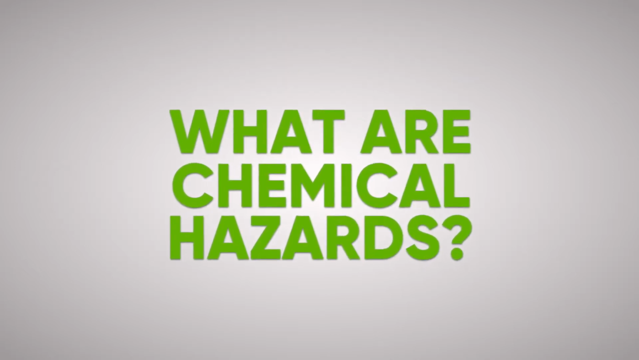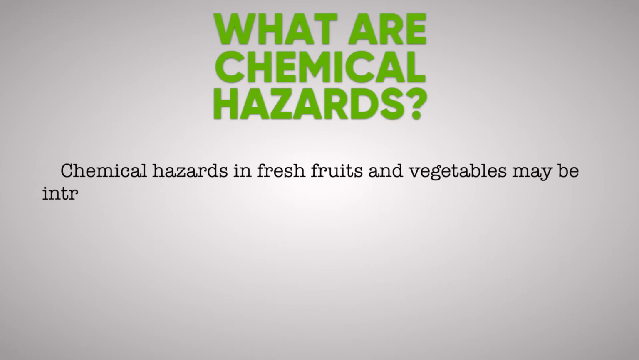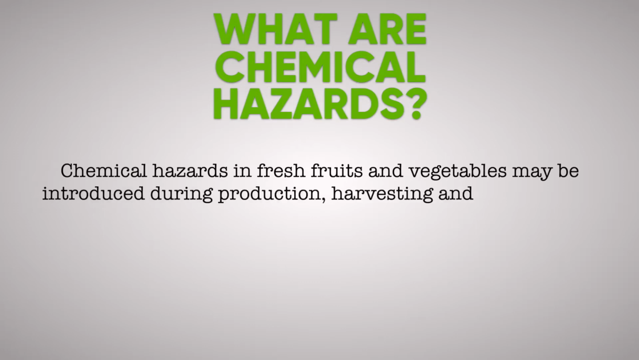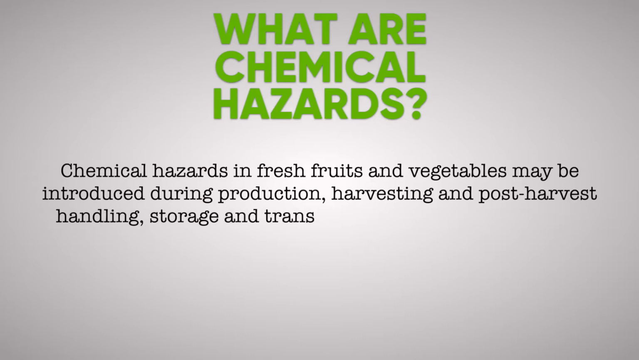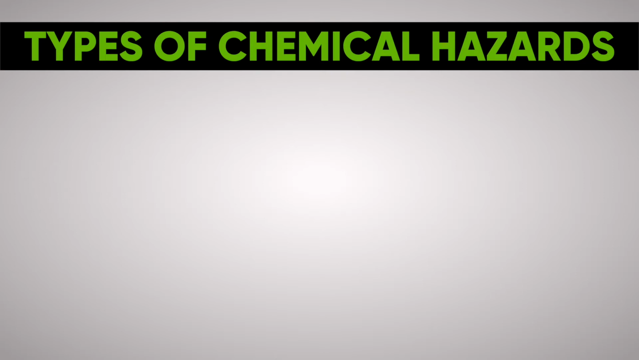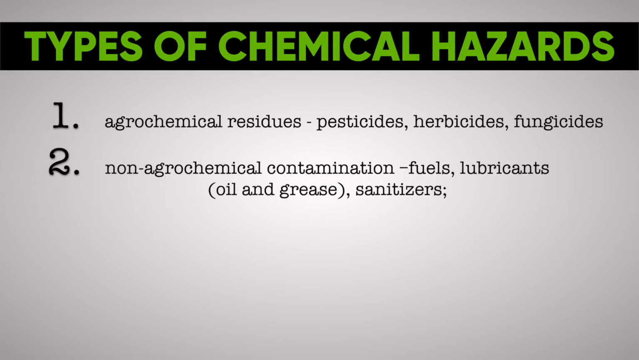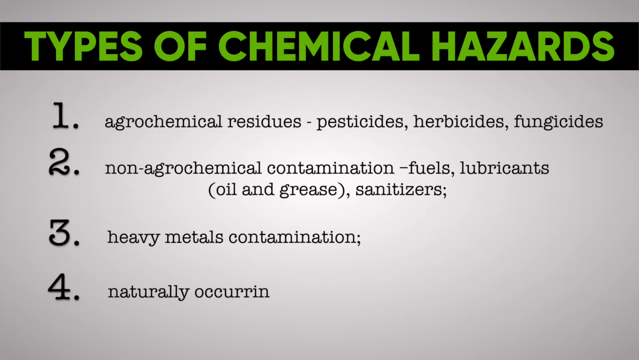What are chemical hazards? Chemical hazards in fresh fruits and vegetables may be produced during production, harvesting, and post-harvest handling, during storage and transport of fresh produce, or can occur naturally. Types of chemical hazards include: number 1, agrochemical residues such as pesticides and herbicides. Number 2, non-agrochemical contamination, for example, fuels and lubricants. Number 3, heavy metal contamination of the soil. And number 4, naturally occurring plant toxins and allergens.